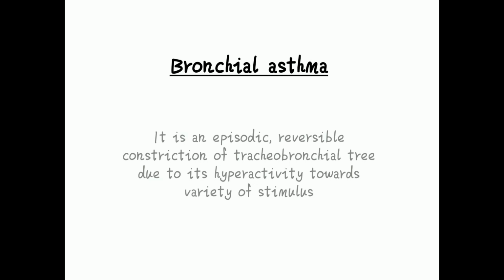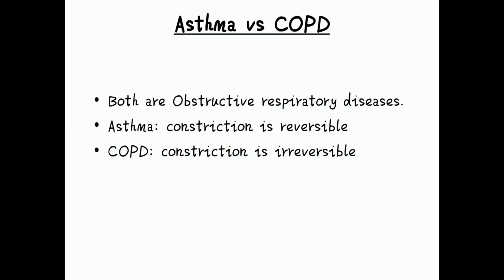The topic of today's discussion is bronchial asthma. What is asthma? It is an episodic reversible constriction of the lungs or tracheobronchial tree due to its hyperactivity towards a variety of stimuli. It is an obstructive lung disease. As you know, there are two types of obstructive lung diseases: one is asthma and the second one is COPD.